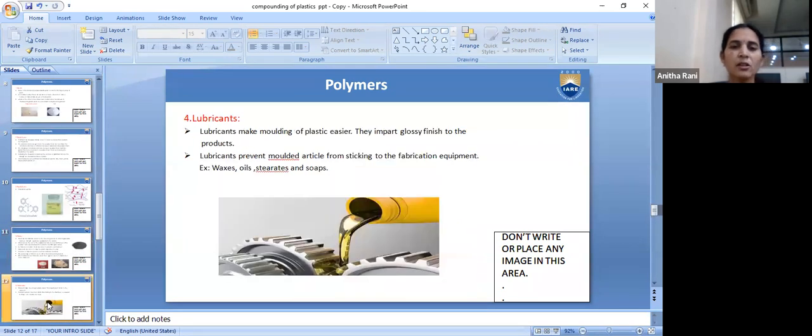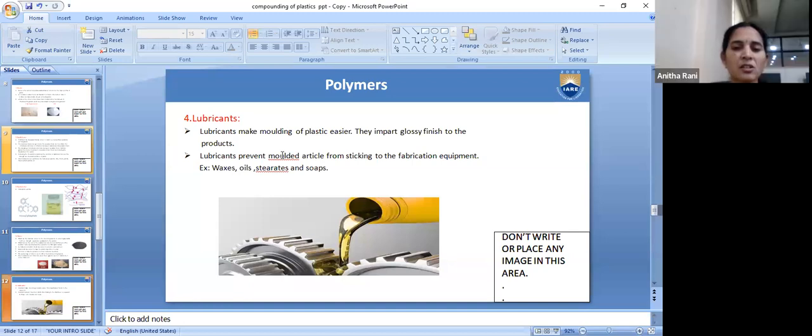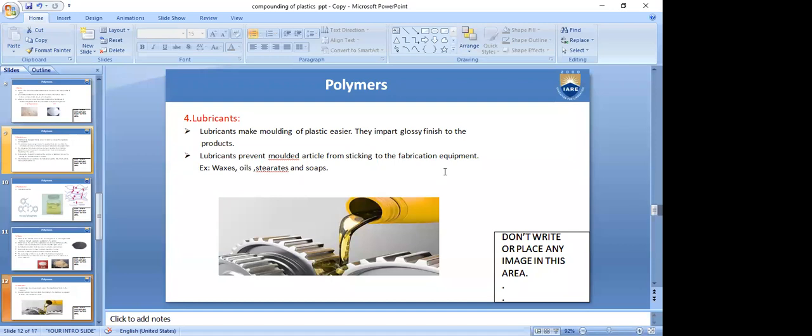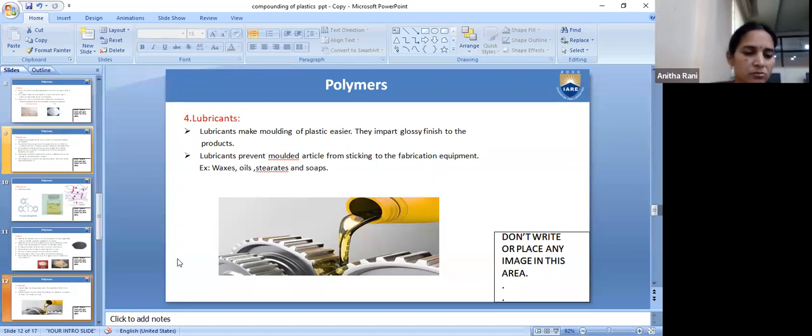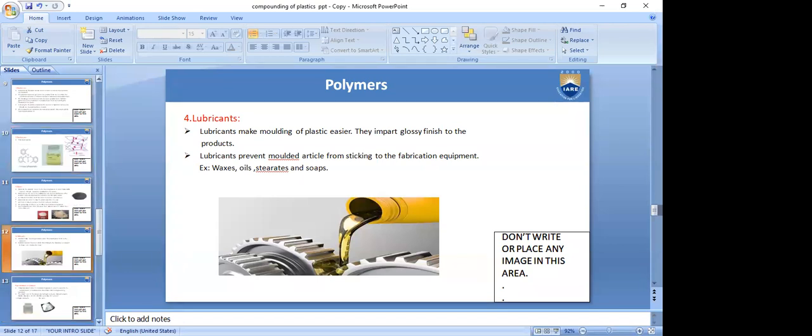Now, students, why are we using lubricants? The function is to make molding of plastic easier, without sticking to the fabrication equipment. Examples: oils, soaps.